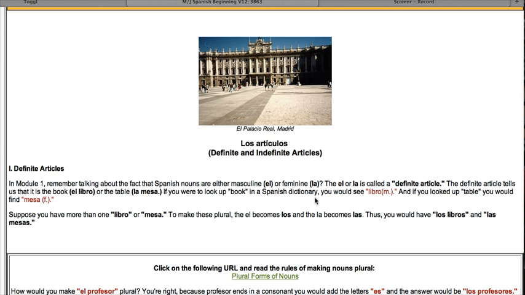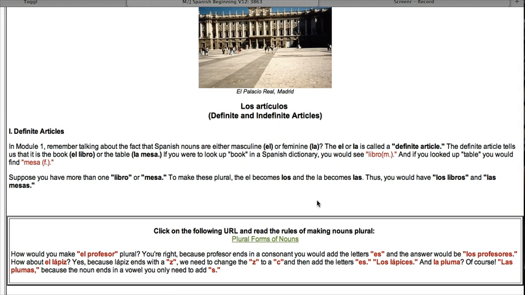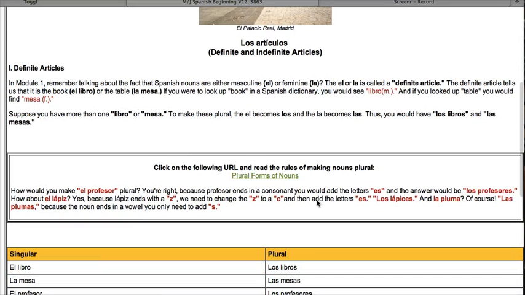So again, if you look up a book in the Spanish dictionary, you're going to see libro and it's going to have an M behind it, meaning that it's masculine. Now, don't try and make up any rules like a couch looks like it's masculine or a table looks feminine. For example, the word dress is el vestido. So the word for a dress is actually masculine. So don't try and make any sense of it. You just have to memorize the article when you memorize the noun.